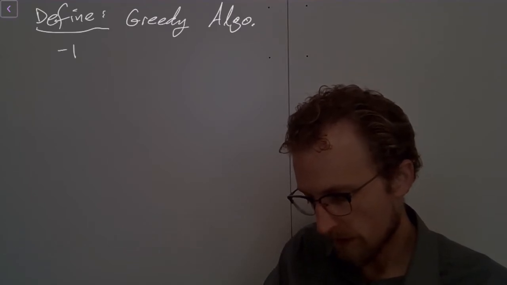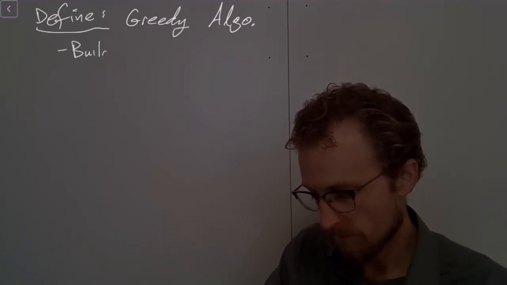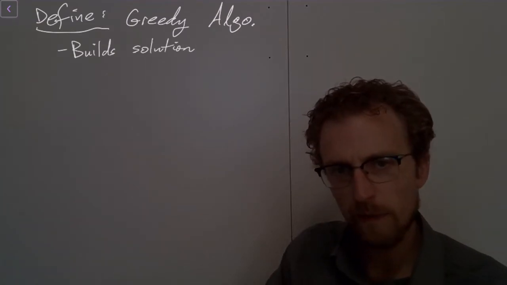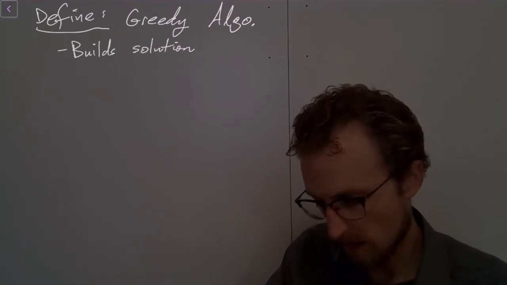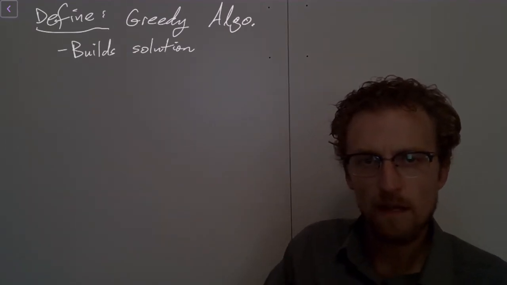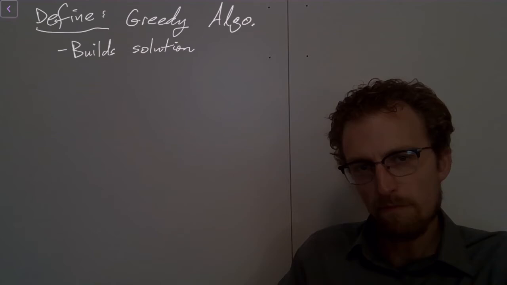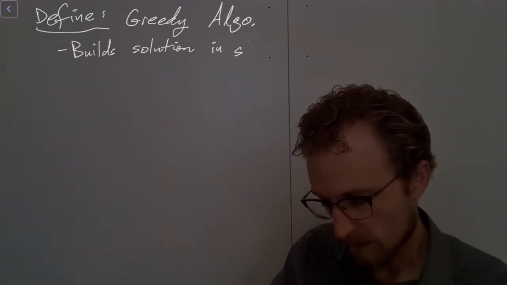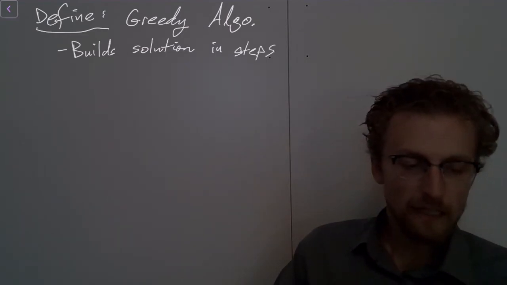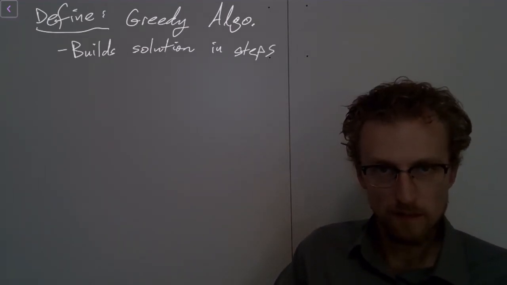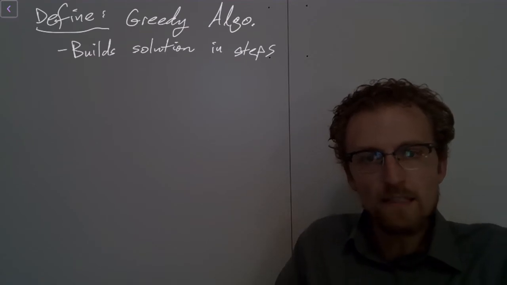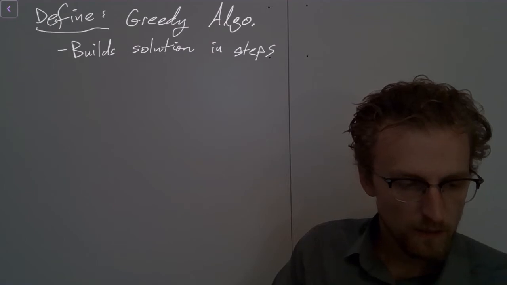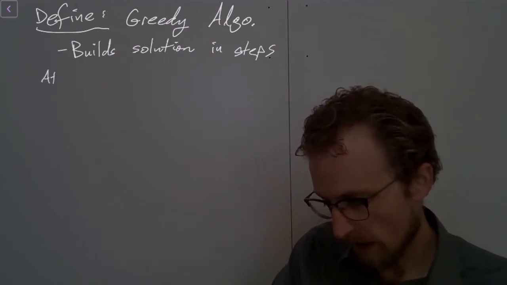It builds the solution in steps. We'll see this as a repeated thing over and over again. The greedy algorithms build a solution by adding stuff to the solution over time. Okay, so at each step where we add something, we satisfy essentially these three properties.